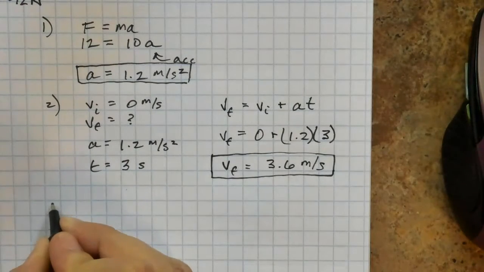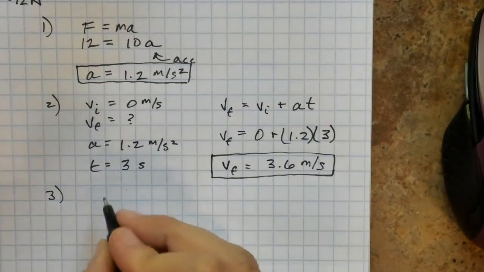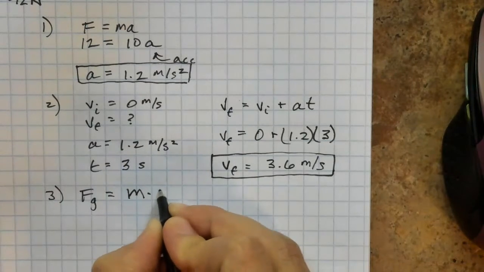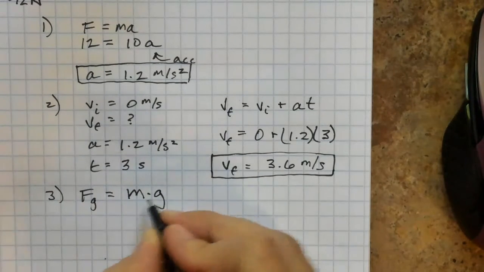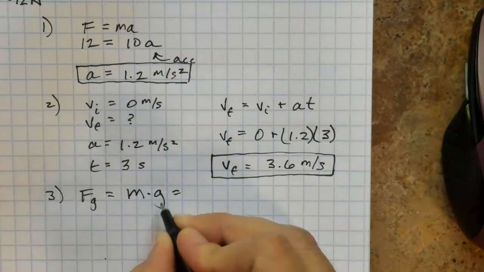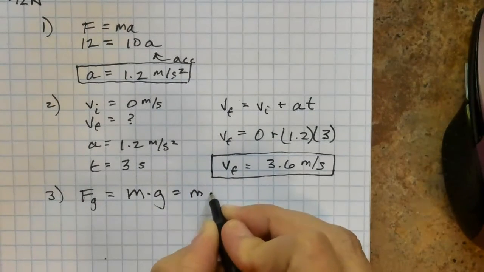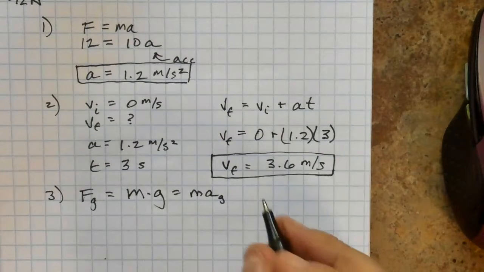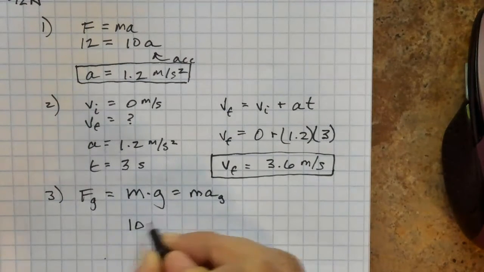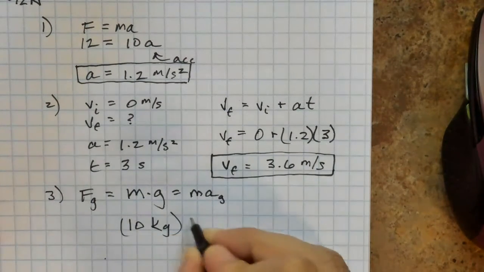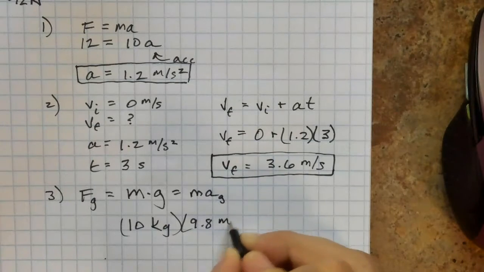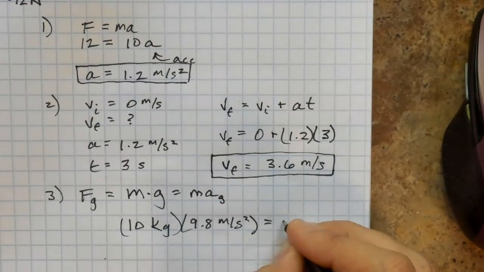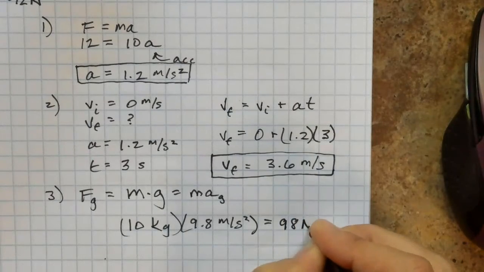The last part of the problem is, what is the weight of the cart? The weight of the cart is going to be equal to the mass times the acceleration due to gravity. Sometimes people say mg, g for the acceleration due to gravity. Sometimes people say a sub g for acceleration due to gravity. We've got 10 kilograms times 9.8 meters per second squared. So that's going to equal 98 newtons.